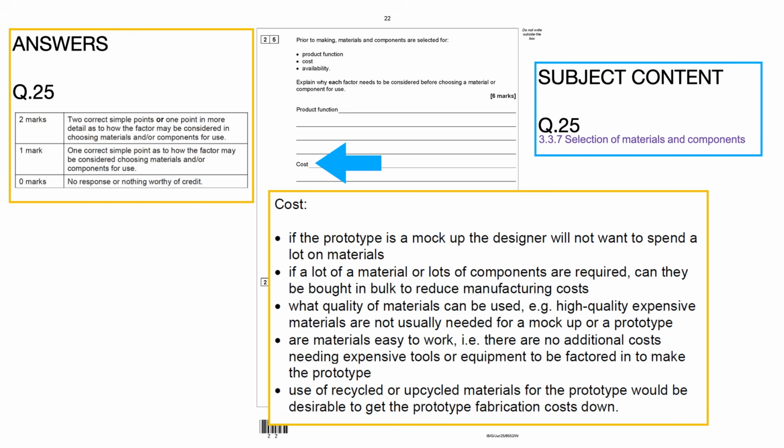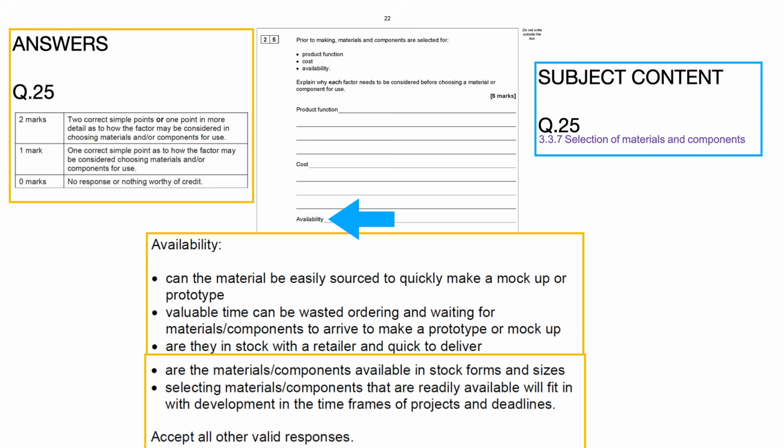And the use of recycled or upcycled materials for the prototype would be desirable to get the prototype or fabrication costs down. Now, when it comes to availability, can the material be easily sourced to quickly make a mock-up or prototype? Valuable time can be wasted ordering and waiting for materials or components to arrive to make a prototype or mock-up. Are they in stock with a retailer and quick to deliver? Are the materials and components available in stock forms and sizes? Selecting materials and components that are readily available will fit in with development time frames of projects and deadlines.